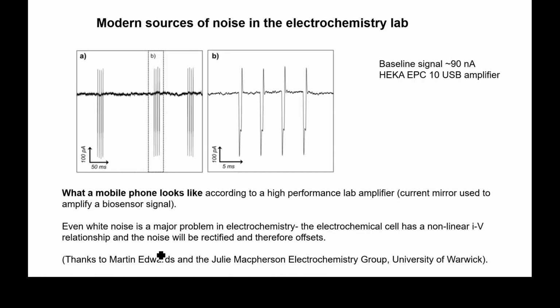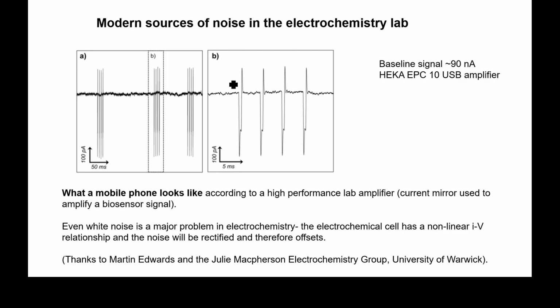And here's some data that we got in a collaboration with Julie McPherson and the electrochemistry group at the University of Warwick. And this is what happens when you take your mobile phone into the lab. So on the left-hand side, we see the signal over, I think, around about half a second or thereabouts, of a 90 nanoamp signal being passed through a HEKA EPC10 USB current mirror. And we see those big bursts. And if we zoom in on the one on B, we can see what's happening here is your mobile phone is hunting for a signal, because you've taken your phone in the lab and not put it in airline mode, and you've compromised your data as a result of this.